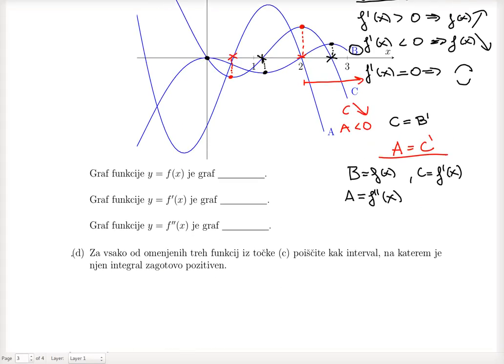And let's answer also this question. So for each function, find an interval on which the integral is definitely positive. So we have to find an interval on which the function is positive, and then we know that the integral is positive as well. So let's take a look for function A. We see that from 1 to 2 is definitely positive.